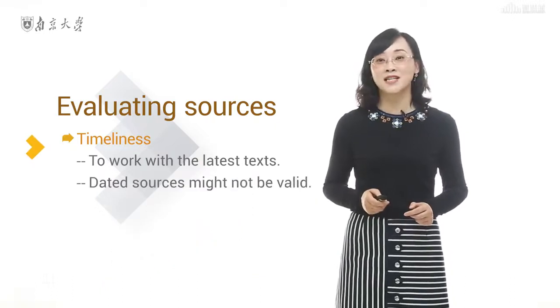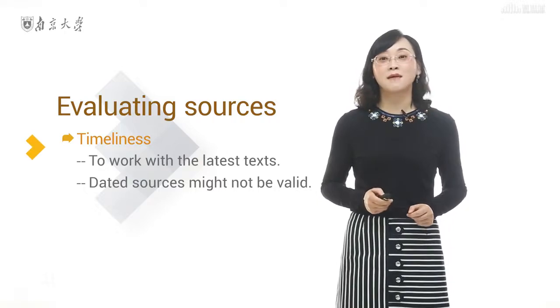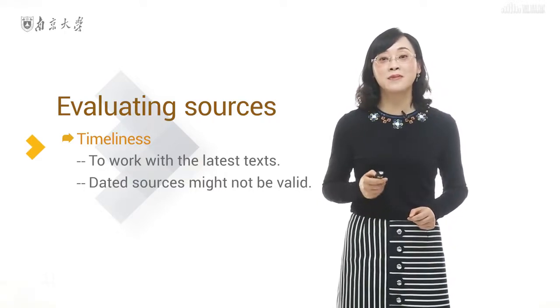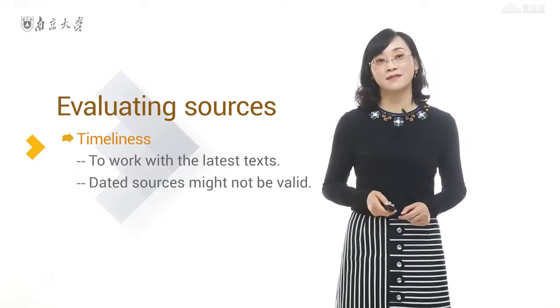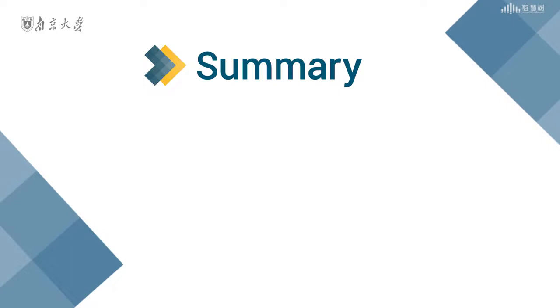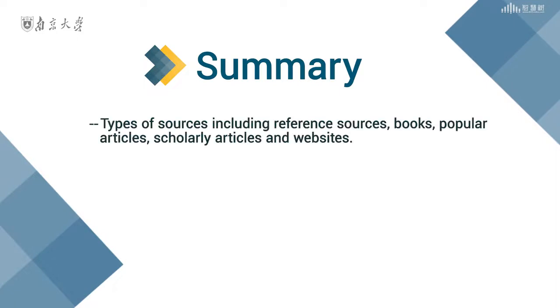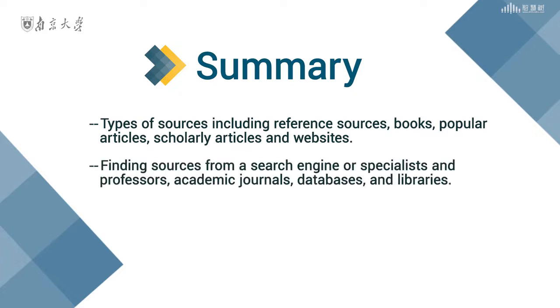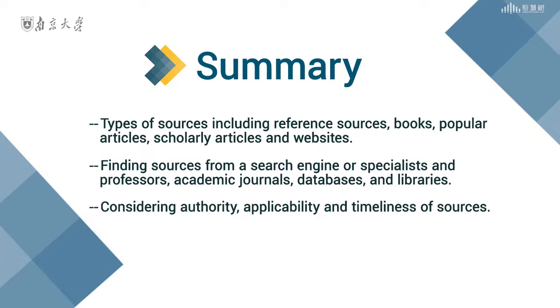The papers of the 1950s may provide you with thesis statements, but they might not be valid anymore in research methodology and even theoretical background. To sum up, in this session, we have learned about different types of sources for writing research papers, including reference sources, books, popular articles, scholarly articles, and websites. Ways to find sources include search engines, librarians, digital media specialists and professors, academic journals, online scholarly databases, and the library, real or virtual. To evaluate the credibility of sources, you have considered authority, applicability, and timeliness.